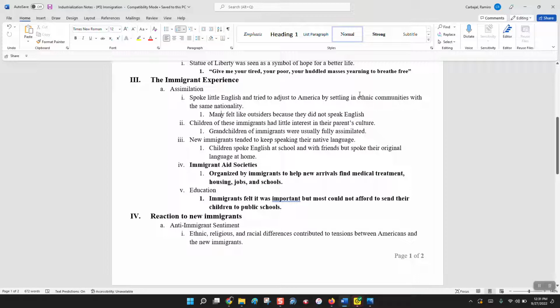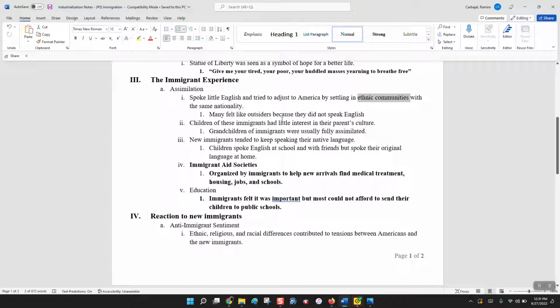So what they did is they settled in these things called ethnic communities. In these communities, they have the same type of people from the country they came from, same nationality, meaning that they would go to a community where they spoke their language from their country, where they had the food, their language, the religion from their country. Basically, it looked like a little town in the country they came from.